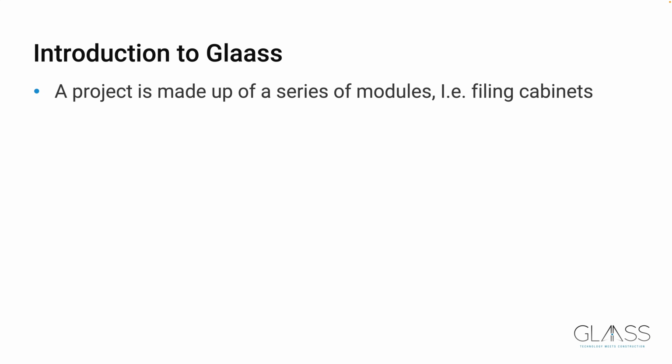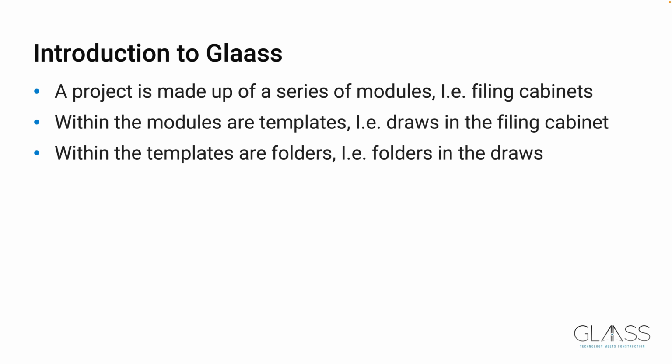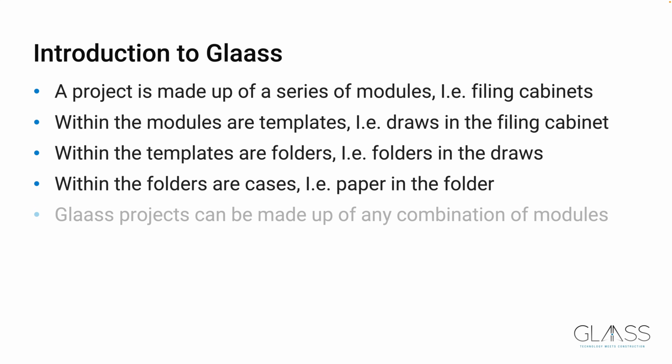That was an introduction to Glaass. Glaass projects are made up of a series of modules. The modules are like filing cabinets. Within the modules are templates. These are the drawers in the filing cabinet. Within the templates are folders, and these folders are living inside the drawers. Within the folders are cases, and these are like the pieces of paper inside the folder.